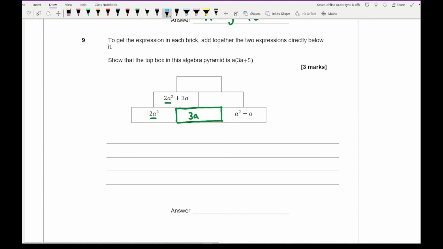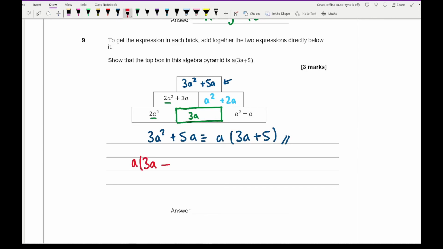And if I add the two bottom right hand side bricks together, I get a squared, and then 3a minus 1 is plus 2a. And then for the top brick, I've got 2a squared plus 1a squared, which is 3a squared plus 5a. And then from this, I can factorize. So 3a squared plus 5a is going to be a, and then I've got 3a plus 5, which is what they want me to show. Or alternatively, you could expand a(3a plus 5) to give me 3a squared plus 5a, which is our top brick. So either of those two would be absolutely fine.